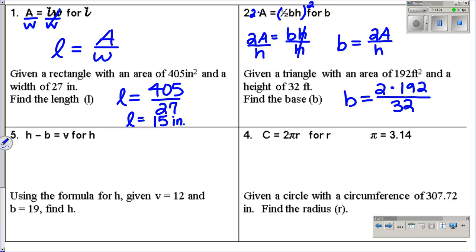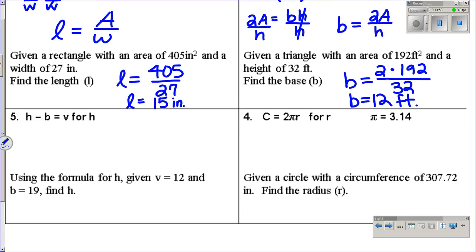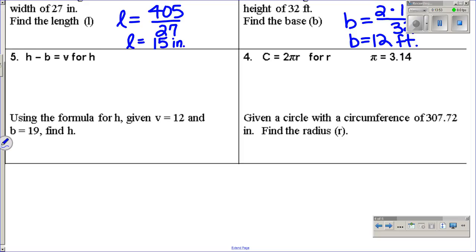So we'll do 2 times 192, and that's 384, and then we're going to divide by 32. And you should find that the base equals 12, and the unit of measure was feet, so that's 12 feet. Okay, number 5, I think you guys can handle that one, so just go back and do number 5 on your own. Let's look at number 4.